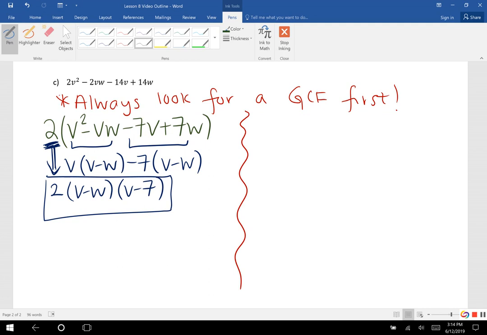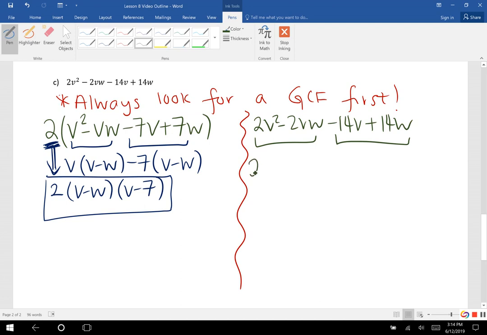Now, I did say before, if you miss the GCF, or if you don't want to pull the GCF out first, you can actually do the grouping part first, but then you have to keep going. So same problem. We can group the first 2 and the second 2. Now in the first 2, I'd probably pull out a 2V, and then I'm left with V minus W. And then in the second 2, maybe I'll pull out a minus 14, and I'm left with a V minus W. So the V minus W goes out front, and we're left with the 2V minus 14.